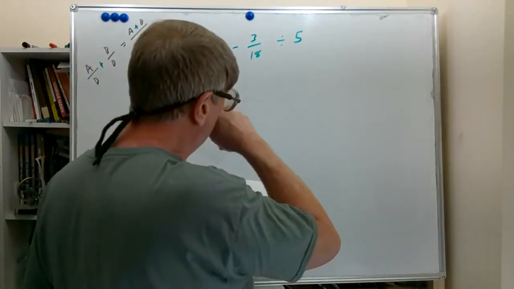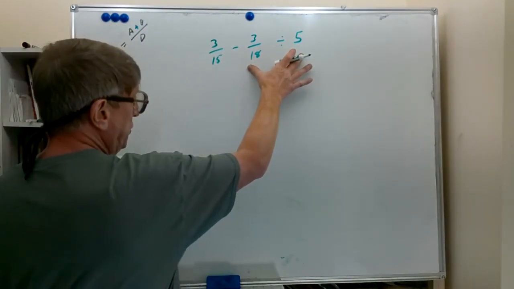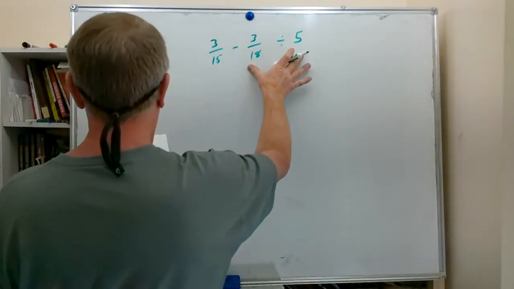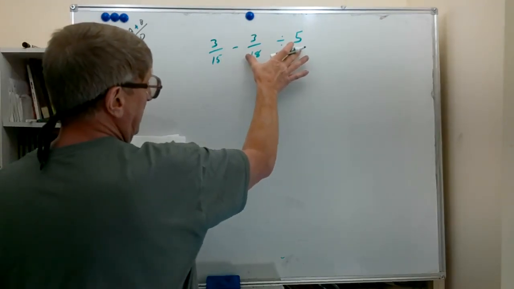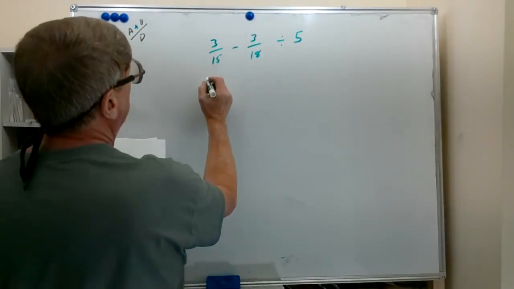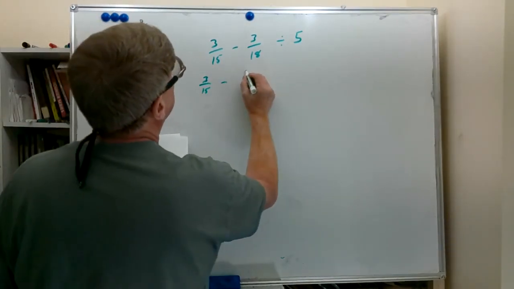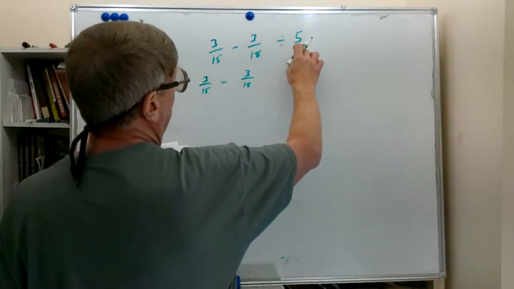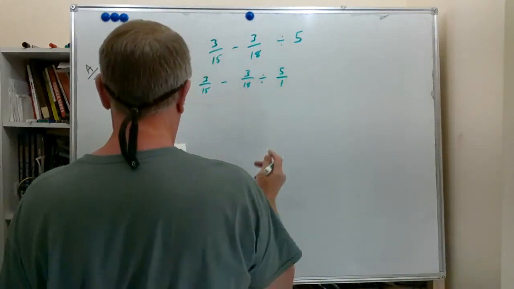That's going to come ahead of the subtraction. This time I'm not going to put the parentheses I added to help your eye. I'm just going to ask you to remember that goes together. But we're going to rewrite this. 3/15, no problem, minus 3/18. We want this in the form of a fraction, so we're going to divide by 5 over 1.